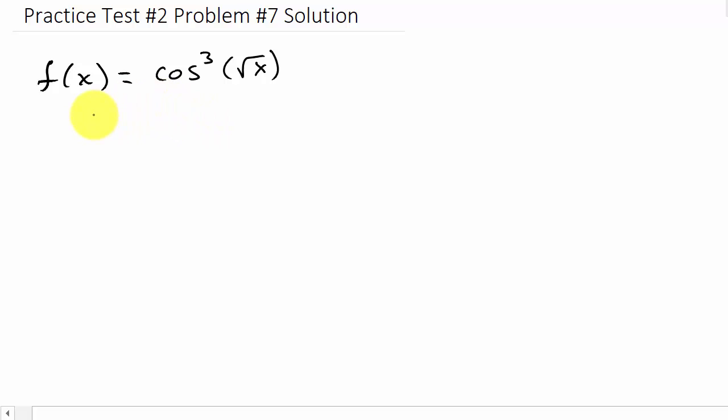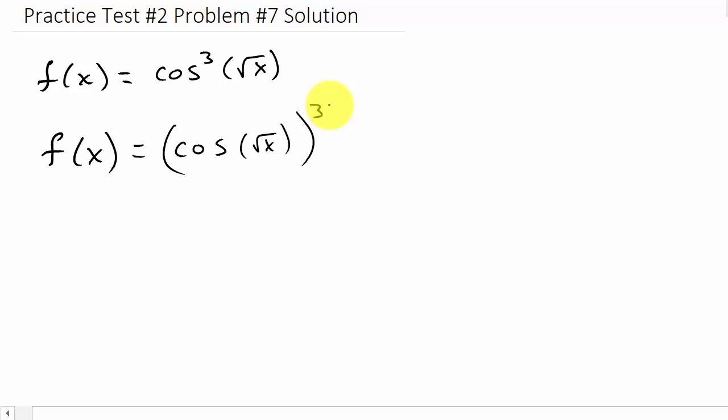Now, for this one, it might help if you rewrite it to notice that we're going to have the chain rule here. So remember that cosine cubed square root of x is the same thing as cosine square root of x, to the third. Okay, we just write the 3 right here. But this is the same thing. So you can see we have something in parentheses raised to a power. So let's do the chain rule.